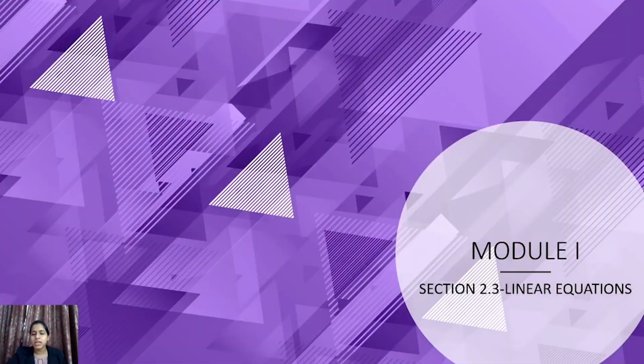So, we are going to continue with our lecture on linear equations. In the previous lecture, we had seen what is meant by a linear equation, and we had also discussed how to solve it. That is, by writing it in a standard form and finding the integrating factor, we can find the solution of the linear differential equation.